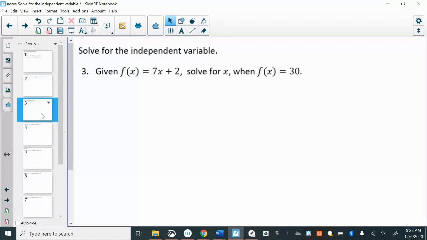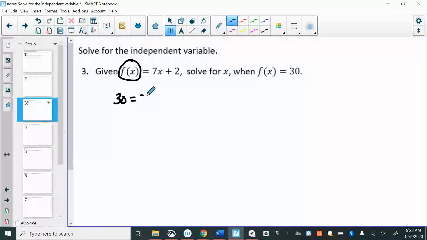For the new material here, what we want to do is, given this function f of x, we want to solve for x. This is the independent variable. F of x is the dependent. So we see f of x is equal to 30. We're going to take this f of x right here, and we're going to replace it with 30, and then solve for x.